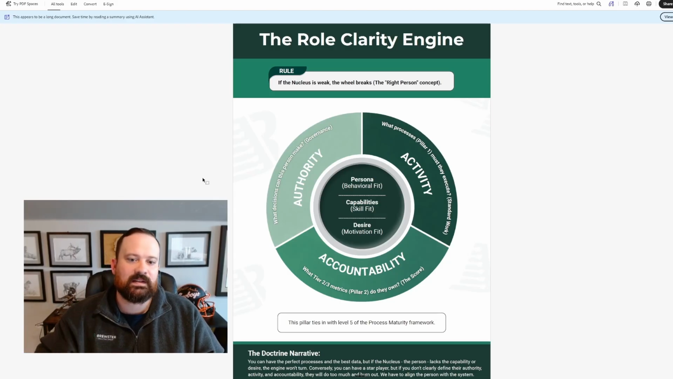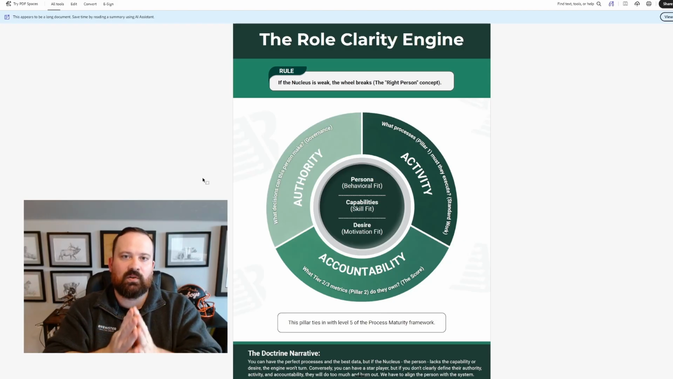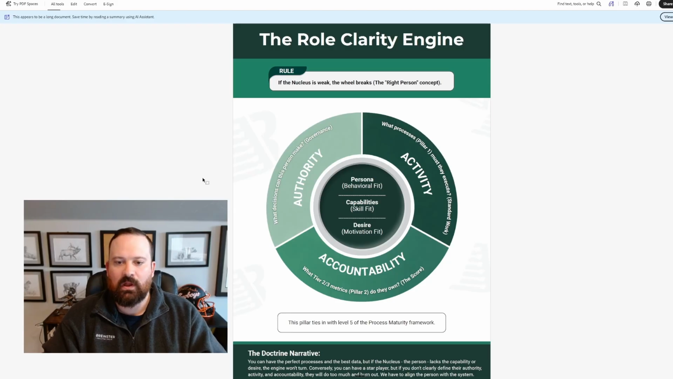And then the third aspect of fit is desire or motivation. Do they have the desire or motivation to do the work that is required inside of this, right? So if you have a good behavioral or persona fit, if you have a good capabilities or skill fit, and if you have a good desire motivation fit, then you have the right person in the right seat for this particular role. But just because you have the right person in the right seat doesn't necessarily mean that they're going to be successful, because there are other aspects of success inside of a role.